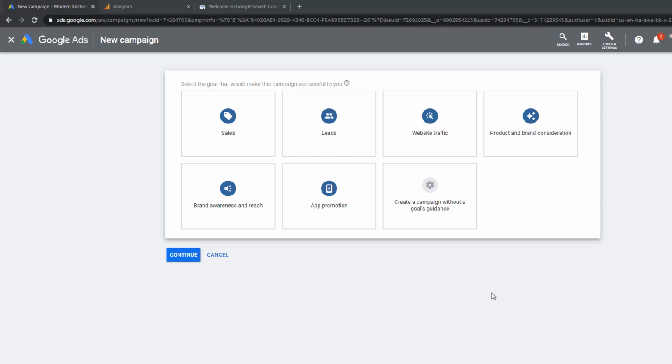Today, we will be discussing the campaign goals that are available to you in the Google Ads platform. This includes the sales, leads, website traffic, product and brand consideration, brand awareness and reach, and app promotion. Each of these specific ad campaign goals serves a purpose and should be used when they're needed. Nothing is more devastating than selecting the wrong campaign and not matching intent with your desired outcome.